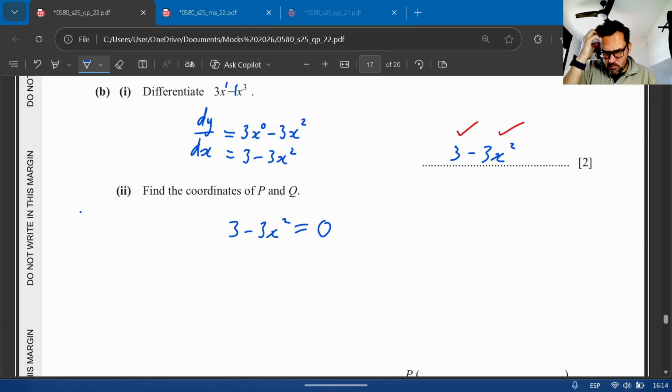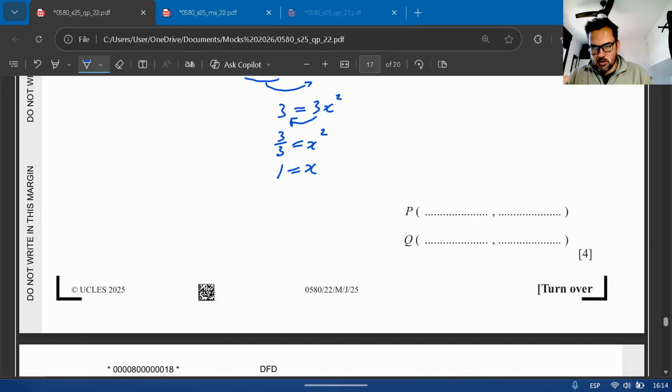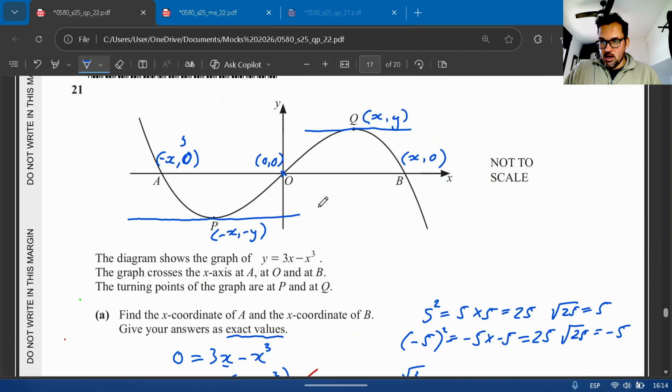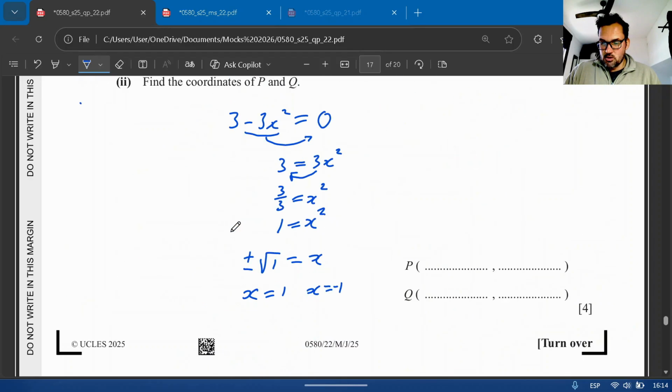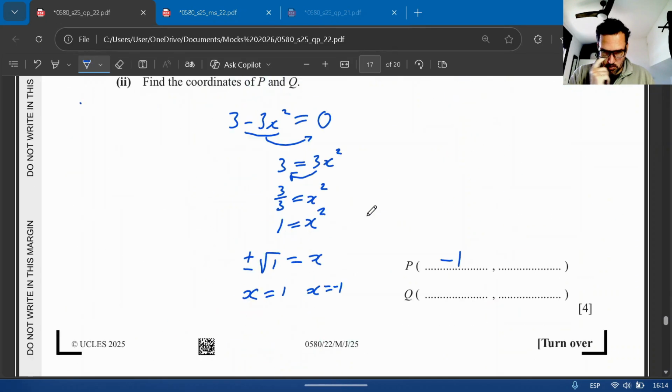Alright, so what can we do? Again, I'm going to get rid of the negative by moving the minus 3x squared to the other side, so it becomes a positive 3x squared. Then we can divide by 3, so 3 divided by 3 will be 1. Don't forget the square. And then we square root the 1, but remember there's a positive and a negative answer when we square root something. Square root of 1, of course, is 1, so x is 1 or x is minus 1. Okay, so let's just check. Like we said, P is the one where the x is negative, so P must be minus 1, and Q is where the x is positive, so that must be 1.